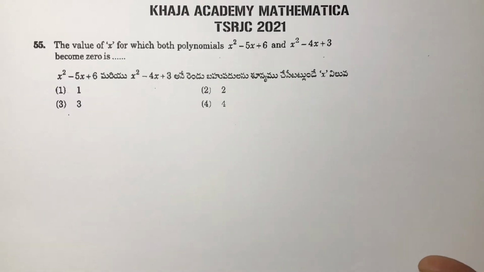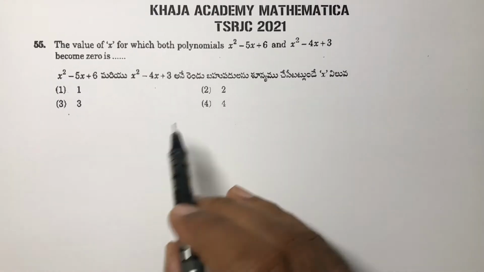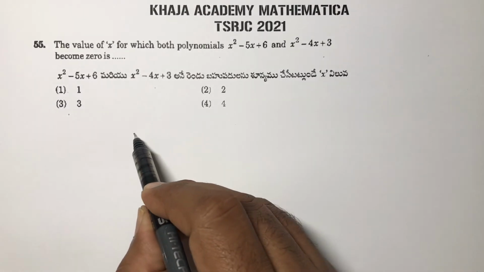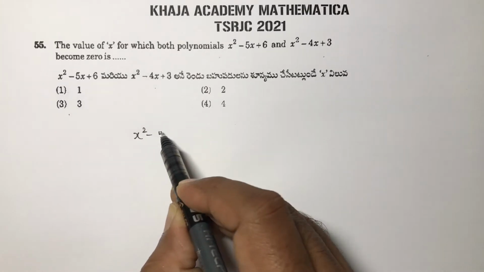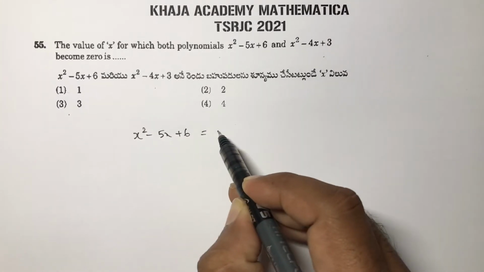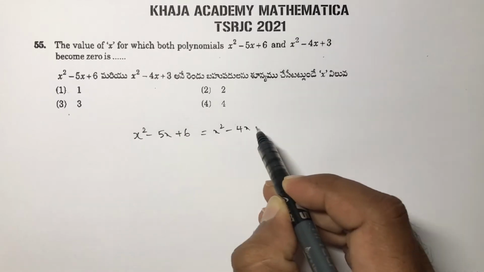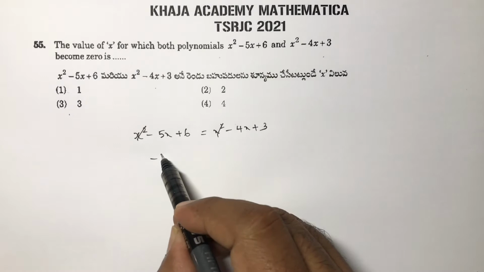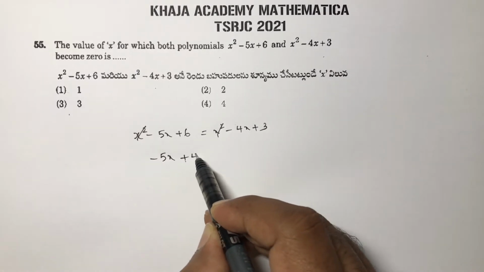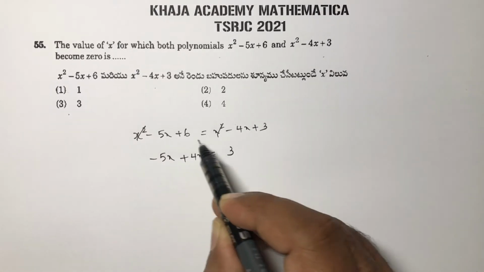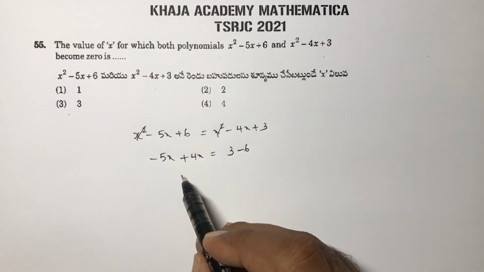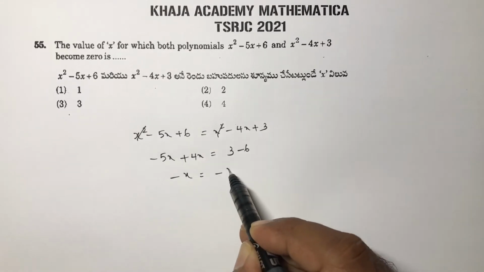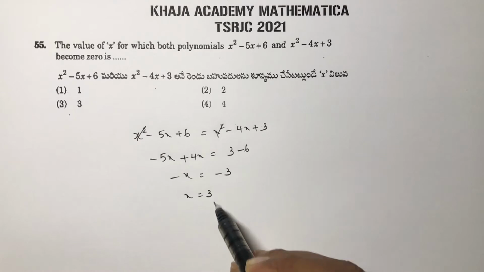The value of x for which both the polynomials become 0. It means they have the same common factor. As they have a common factor, the remainder should become 0. So equate x square minus 5x plus 6 equals x square minus 4x plus 3. x square and x square cancel. Minus 5x plus 4x, if we transpose this, and 3 minus 6. Minus x equals minus 3. So x equals 3.